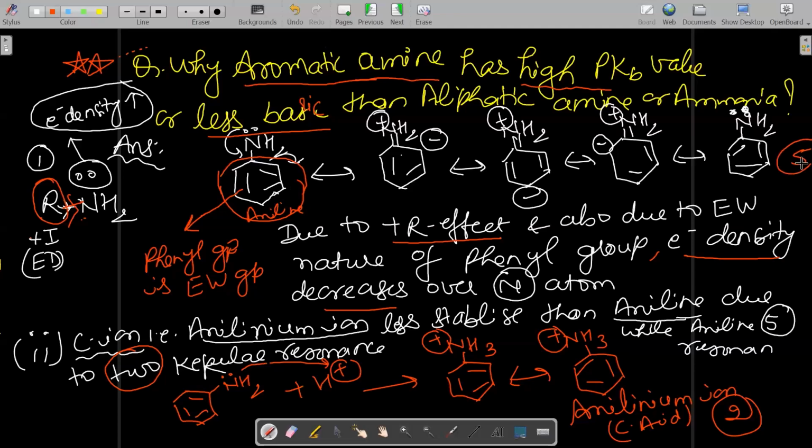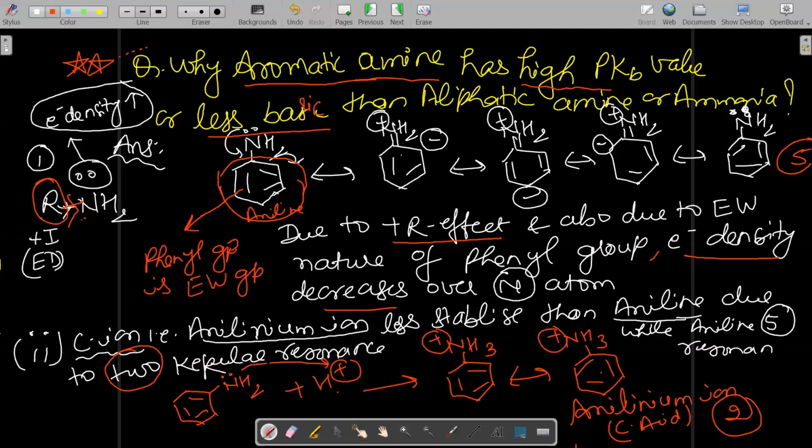Aniline is stabilized by 5 resonance structures, while aniline, when it accepts a proton and forms its conjugate ion, the anilinium ion, is stabilized by only 2 resonance, that is 2 Kekulé resonance. So what you're observing is that the anilinium ion is less stabilized because only 2 resonance structures are possible, while aniline has 5 resonating structures. So according to this, the anilinium ion becomes less stable than aniline and hence it becomes less basic.